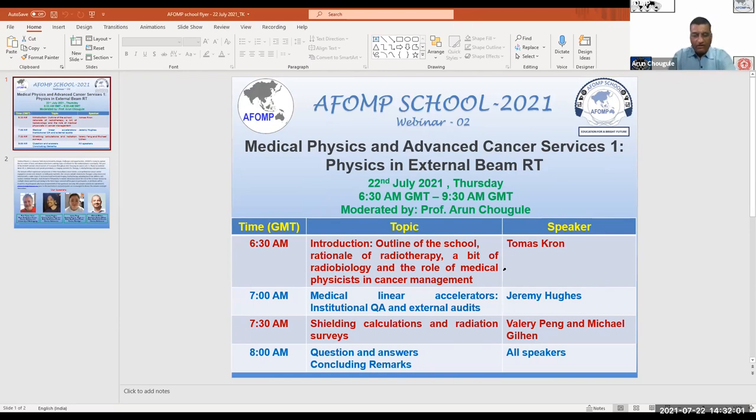The first talk will be given by Professor Thomas Kron, and he will talk about the introduction, outline of the AFOMP school, rationale of radiotherapy, a bit of radiobiology, and the role of medical physicists in cancer management. The second talk will be given by Jeremy Hughes, on medical linear accelerators, institutional QA, and external audit. The third talk will be given by Valerie Peng and Michael Gilhen, on shielding calculations and radiation surveys.